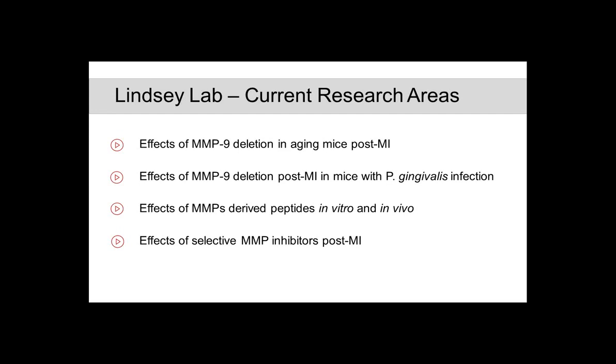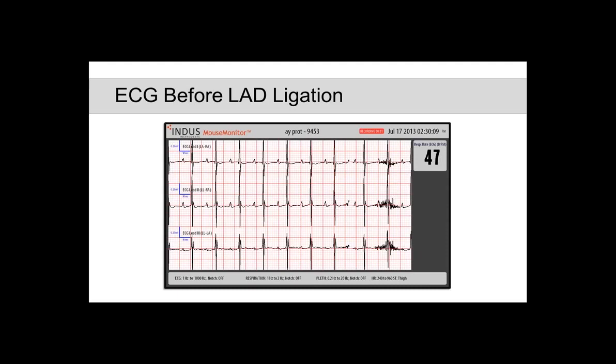We also have summarized here the effect of MMP9 deletion on aging mice in the post-MI setting. In addition, one of our pre-faculty fellows, Dr. Christy DeLeon-Pinel, has an American Heart Association grant to look at effects of MMP9 in the setting of pre-existing P. gingivalis infection, so in the setting of periodontal disease, what role that has on the MI response. We're also interested in the role of MMP-derived peptides. When extracellular matrix gets cleaved by MMPs and generates fragments, what signaling roles do those fragments have in the post-MI setting? And then we also have selective MMP inhibitors that we're evaluating to look at roles of specific MMPs in the post-MI setting.